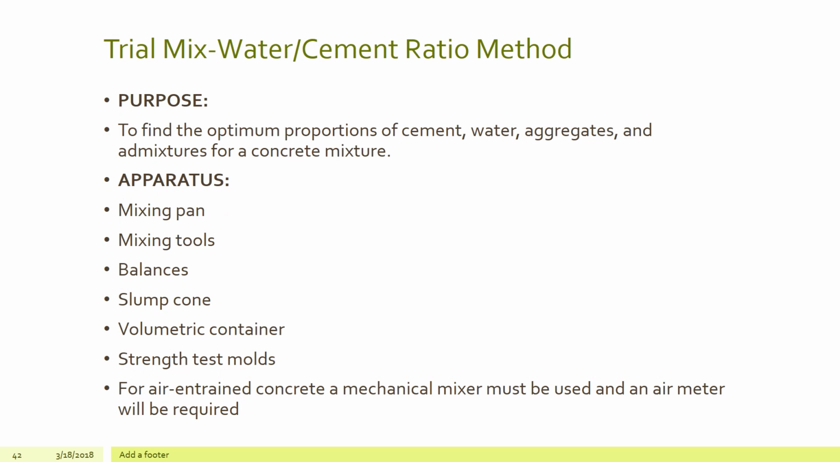Trial mix water cement ratio. Of course, the purpose is to find the optimum proportions of cement, water, aggregate, and admixtures for a concrete mixture. Of course, we have the apparatus. We've got a mixing pan, mixing tools, balances, slump cone, volumetric container, strength test molds, and for air entrained concrete, a mechanical mixer must be used and an air meter will be required.